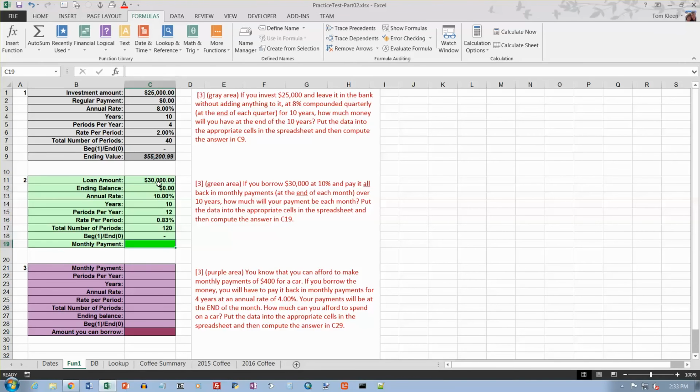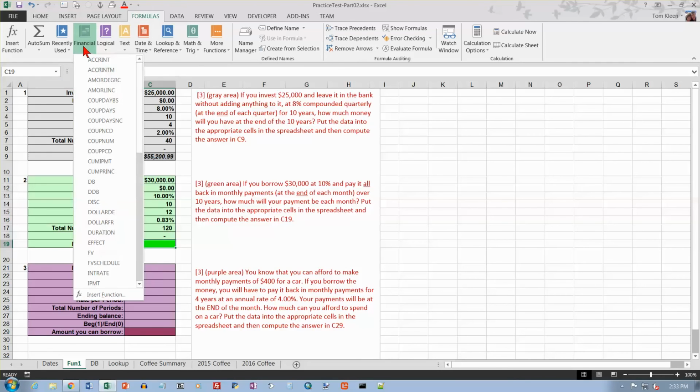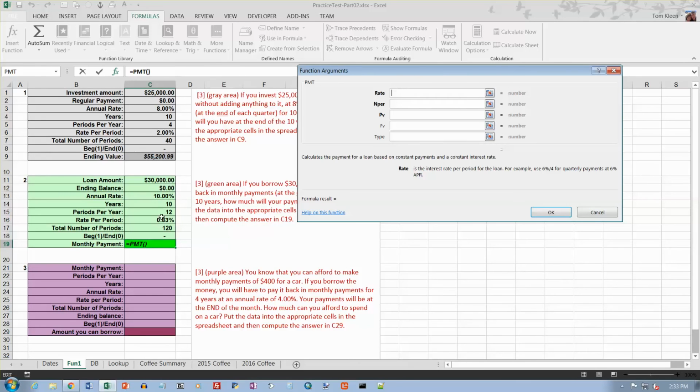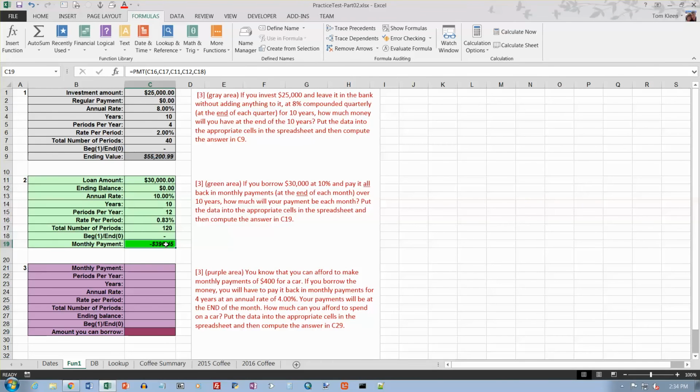Then we want to compute the payments. That's going to be the PMT function. So let's go to financial, scroll down to the letter P, PMT. And the rate, again, make sure you click on the rate per period, not the annual rate. The number of periods is 120. The present value on a loan is always positive, because that's the amount that you have currently. So we're going to click on that. We don't need to put a minus sign in front of it. Future value on a loan is always 0, and the type is going to be down here in C18. So click on OK, and it tells us our payment's going to be $396.45, and there's a minus sign in front of it because payments are always negative.